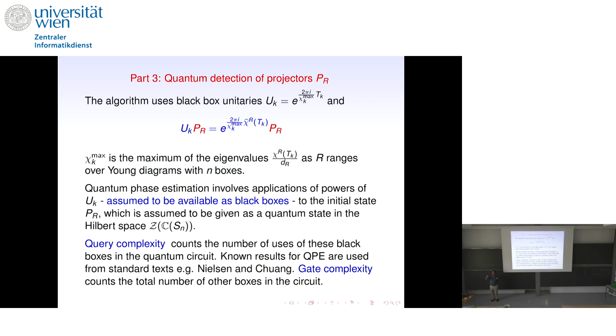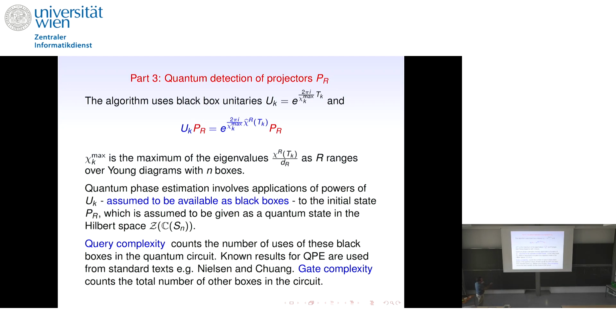So PR lives in the center of the group algebra of Sn, an algebra that I've defined, which is also a Hilbert space. So you're given a complicated state in that Hilbert space, which is PR. And you have available these TKs, which are combinatorial things, which we assume are given to you. So you're going to take the TK, apply it to the state, find the eigenvalue, and then look at which eigenvalues they were. And this will help you identify which PR it is. And there's a quantum algorithm to do that, which is quantum phase estimation.